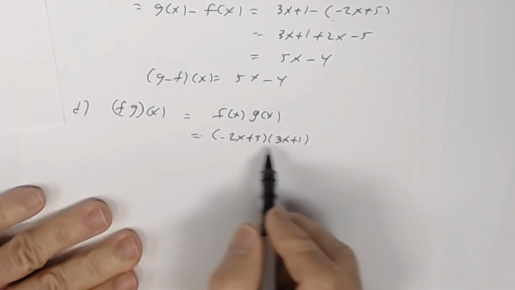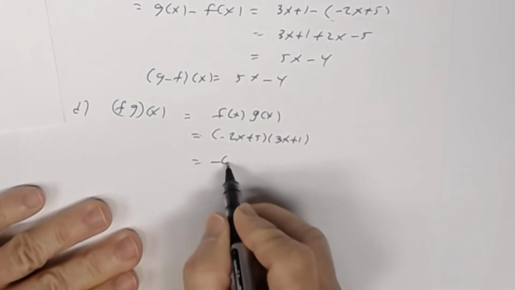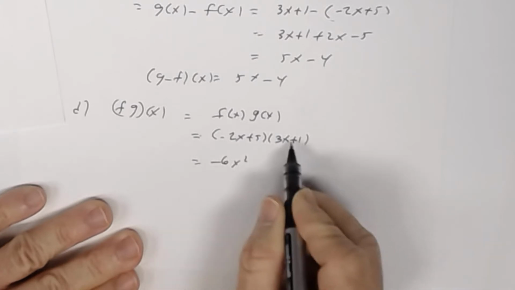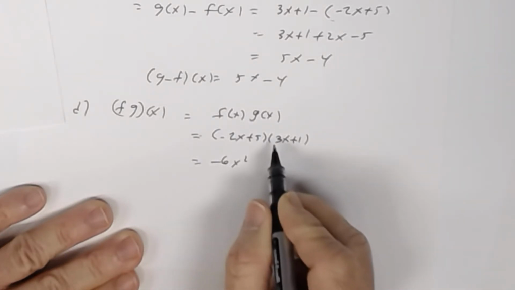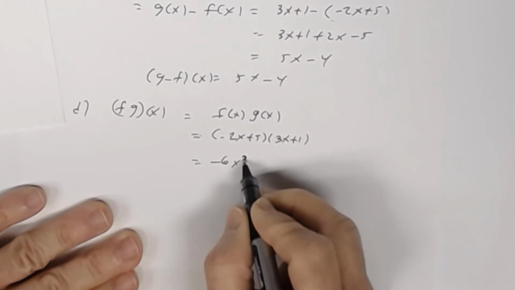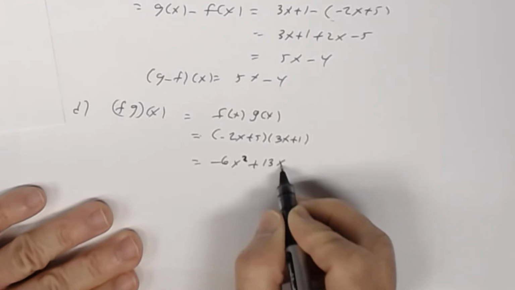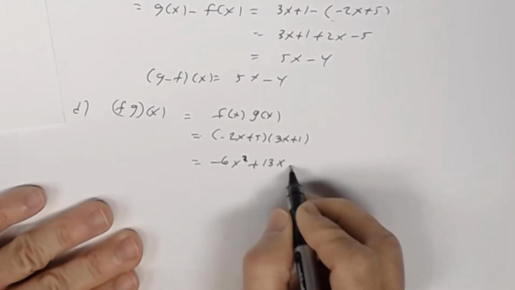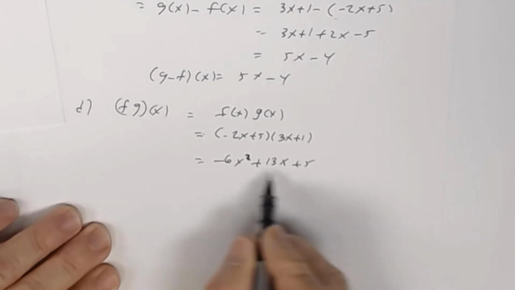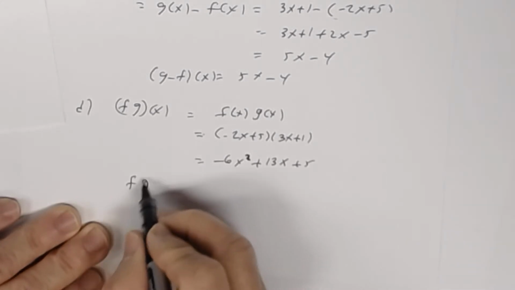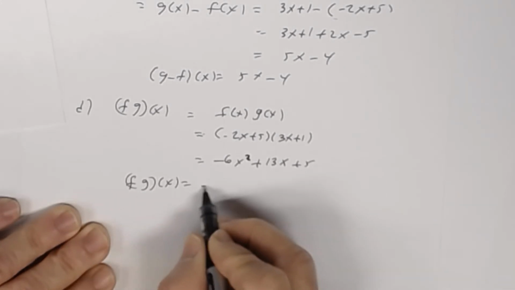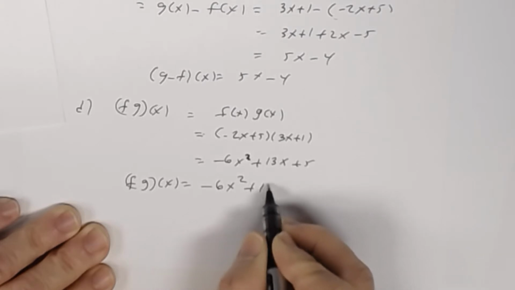A negative 2x times a positive 3x is a negative 6x squared. The outer is a negative 2x. The inner is a positive 15x. When I add them up, I get 13x. And then 5 times 1 is 5. So I have this quadratic function. So f times g at x is this quadratic function.